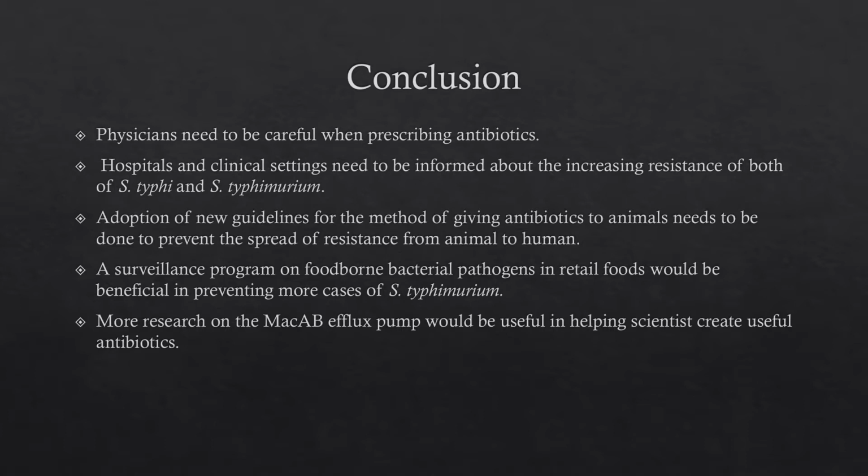The research has proven that the food supply is a major source of antimicrobial resistant S. typhimurium, which is why new guidelines for retail meats are needed. Retail ground meats contain reservoirs of resistance from animals that are then transferred to humans, which is why a surveillance program on foodborne pathogens would help prevent the spread of the disease. More research on the MAC-AB pump would be beneficial for scientists to create better antibiotics. S. typhi and S. typhimurium have become unique due to their evolving strains and resistant strains.